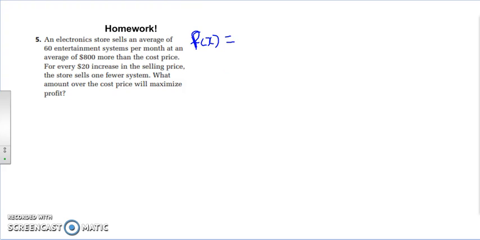So I have P of x. What I'm going to do is create a part of this for price. What is really about price? Well, it's $800, and I'm going to increase the price $20 each time. So I'm looking at 800 plus 20x. If I increase it once, it's 20. If I increase it 100 times, it would be 20 times 100. And we'll go from there.